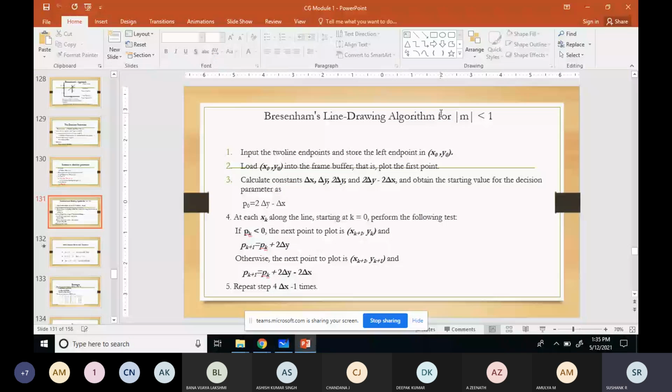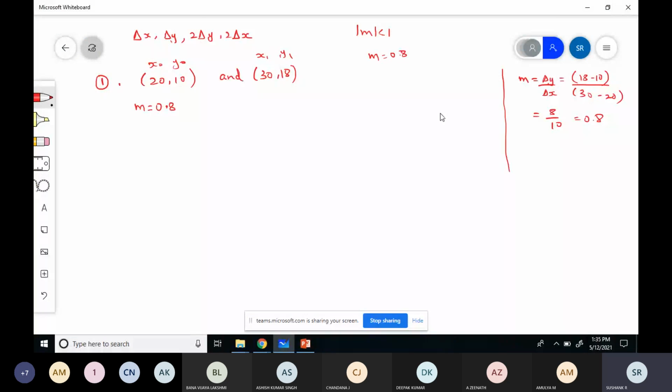So now we can calculate delta x. First thing is to load x naught, y naught into the frame buffer. That is the initial point. After that, we have to calculate delta x, delta y, 2 times delta y, 2 times delta y minus delta x, so that we can calculate later. So now the first point is calculation of slope m, and always when m is less than 1, x moves in unit interval, and you have to calculate the corresponding y value. So keep that in mind.